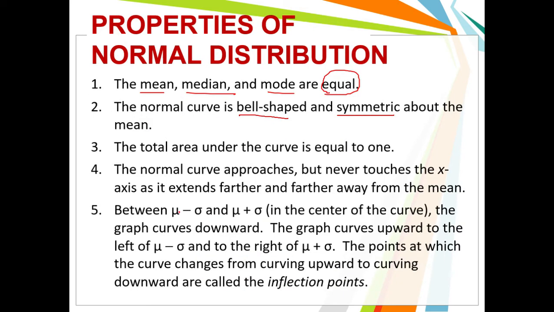And last property ng ating normal curve, that is between the mean minus the standard deviation and the mean plus the standard deviation, in the center of the curve, the graph curves downward. Okay? So yung ating point kung saan nagka-curve downward, kasi sa point na yan, medyo magbabago na yung ating shape ng curve. Instead of being a continuous one, medyo bababa ng bigla. So that is called the inflection points.